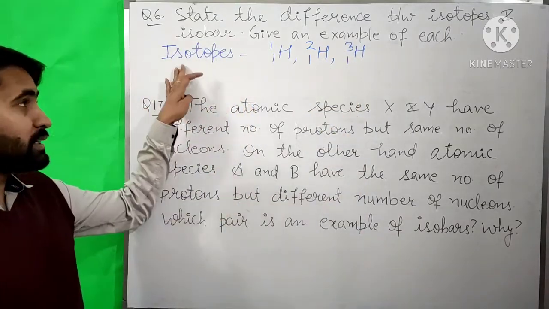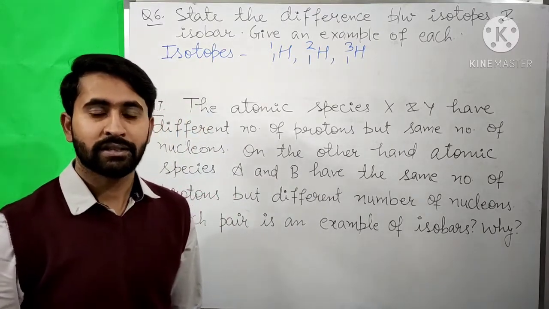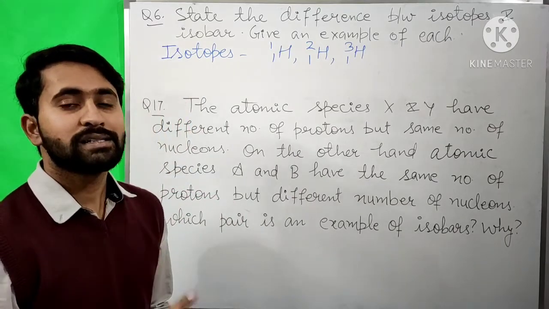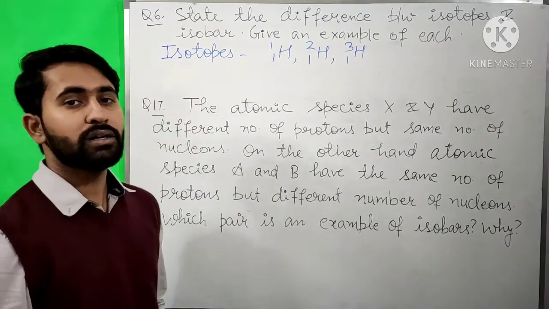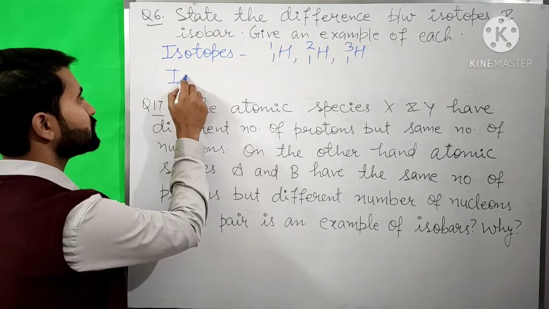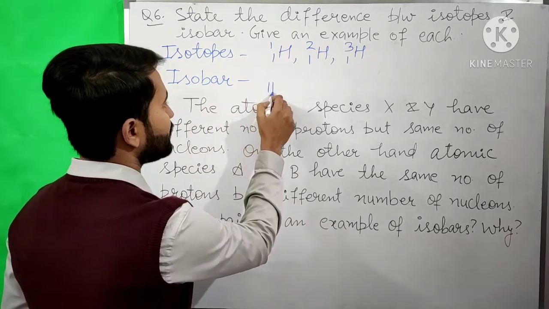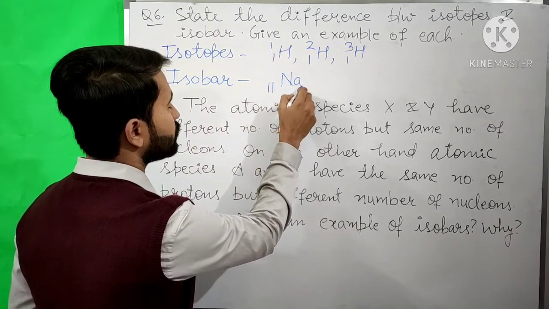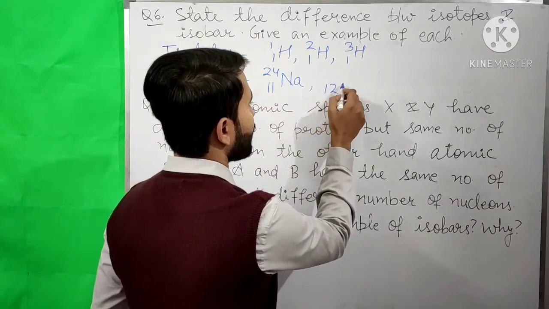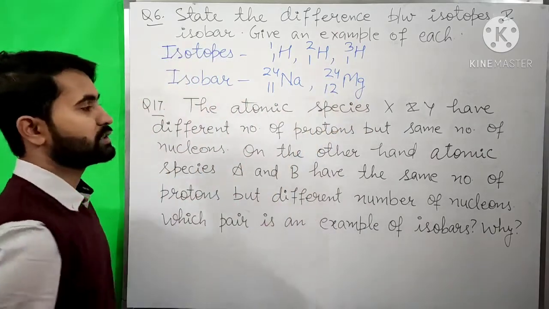Now isobars, they are the atoms of different elements that are having different atomic number but same mass number or same atomic mass. So examples of isobar is 11Na24 and 12Mg24. These both are isobars.